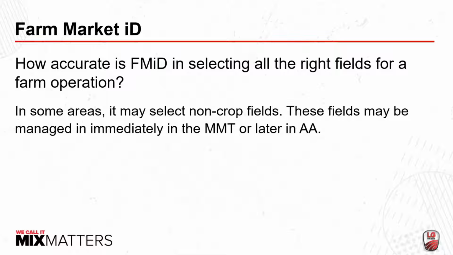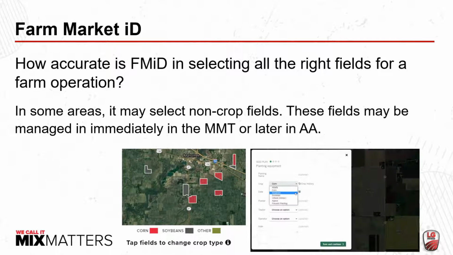It also means that the tool may choose non-crop fields that we don't want to have in. Now, we can immediately deal with that in the Mix Matters tool, or we can deal with it in Advantage Acre. In the Mix Matters tool, we can delete those fields out, not bring those back in. We can also change that crop if we want to change from corn or soybeans to another crop. And if that other crop would be sorghum or wheat or alfalfa, for example, that we do use the seed plans in Advantage Acre to build, we can obviously select those crops in the Advantage Acre tool itself.